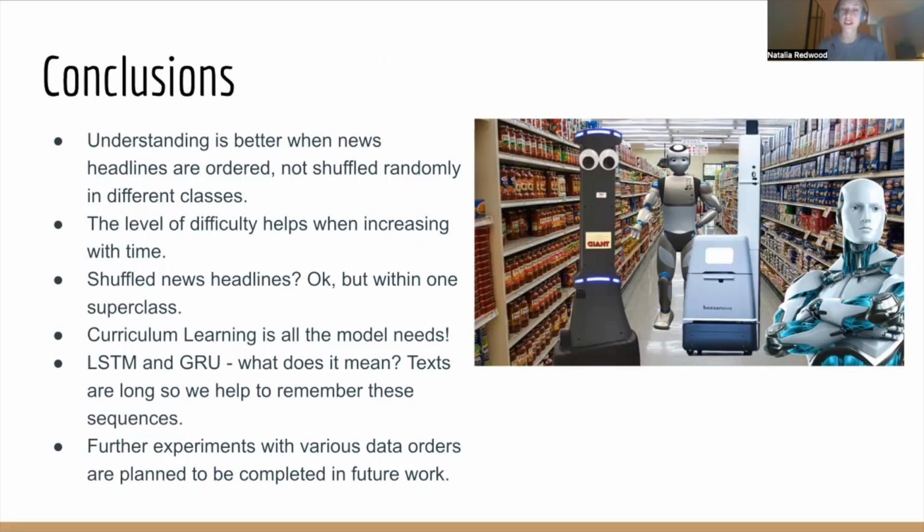So what does this mean? We saw that in general, model 2 performed much better. That's because texts are long sequences of words and characters, so LSTM and GRU, these specific models, help to remember these long sequences. And we are very curious about examining many different data orderings, so we plan to also complete some further experiments in the future.